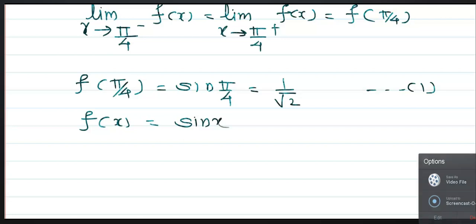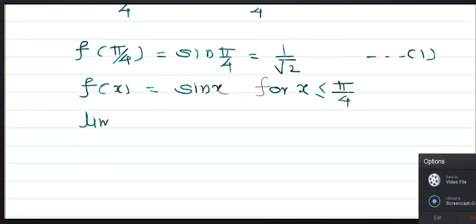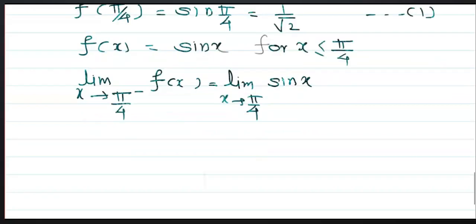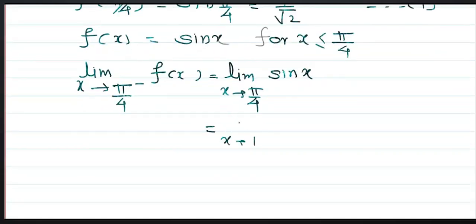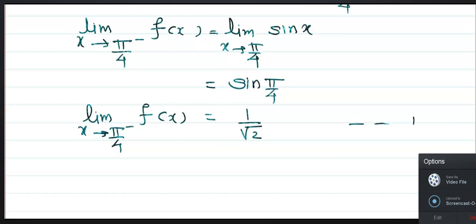Now next, for f of x less than or equal to pi by 4. When it is less than pi by 4, then we treat it as the left hand side limit. That is the sine of pi by 4. And the value of the sine of pi by 4 is 1 by root 2. Left hand side limit is 1 by root 2.